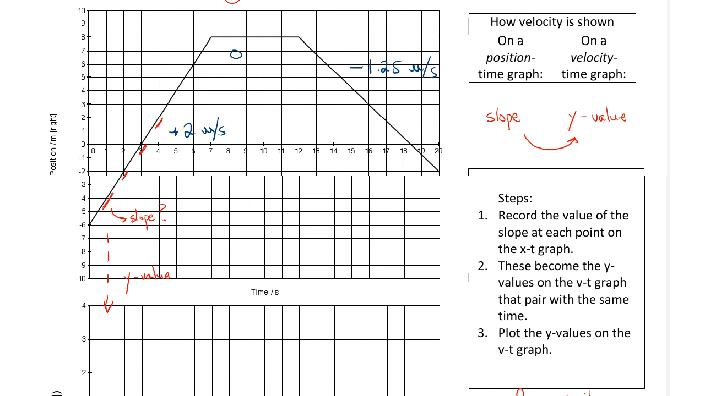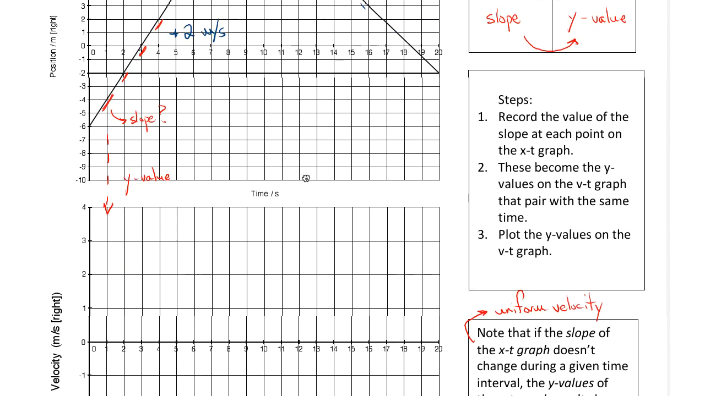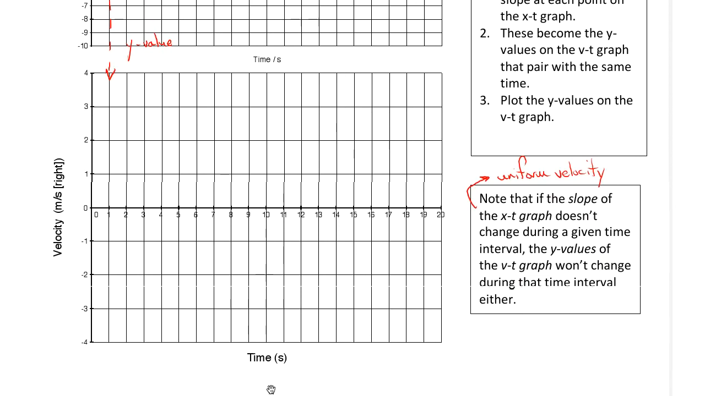So now that I've got those slopes, which are the slopes for each individual tangent point, any of these have a slope of 2. If I were to draw tangents here, they would all have a slope of 0. Any of these tangents would all have a slope of negative 1.25. They become the y values down here.